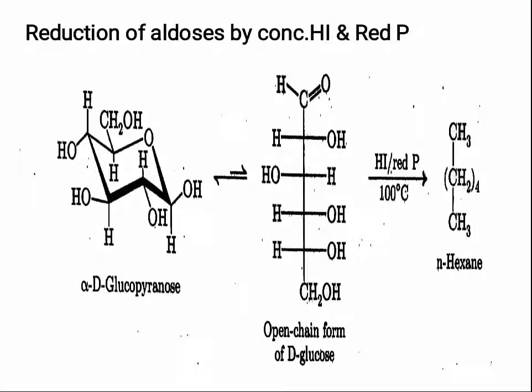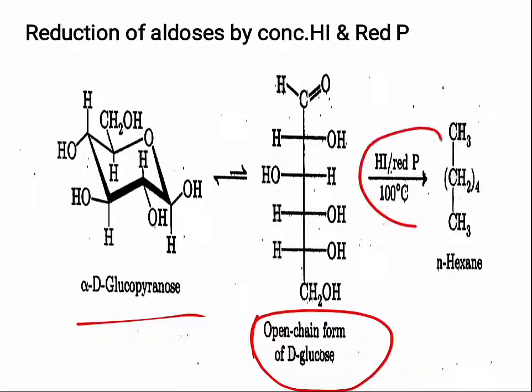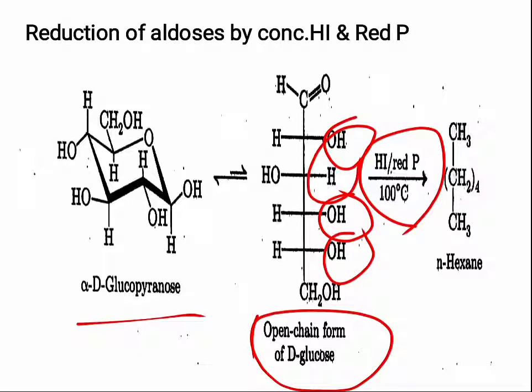Reduction of aldoses by concentrated HI, that means hydroiodic acid, and red phosphorus. If you take alpha-D-glucopyranose, this is the open chain form of D-glucose, and then if you give HI and red phosphorus, all these OH groups will be converted into hydrogen. So you will get n-hexane. So this one will also be converted into CH3. This CH2OH will also be converted into CH3.